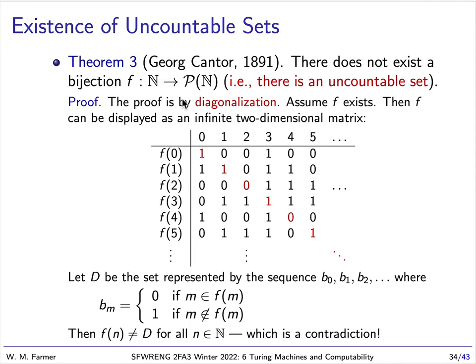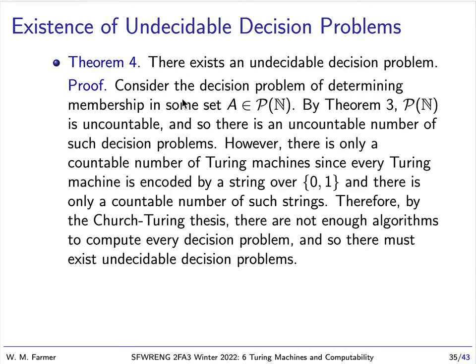Okay, so this is very useful for what we're looking at, because with this result we can show that there exists an undecidable decision problem. That means there's going to be some decision problem that's undecidable. So how does this proof work? Okay, so consider the decision problem of determining the membership of whether a number is in a set A in the power set of N.